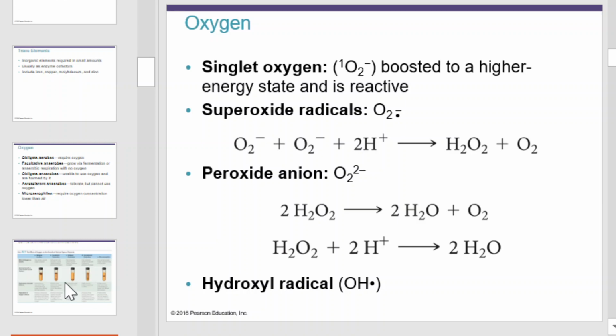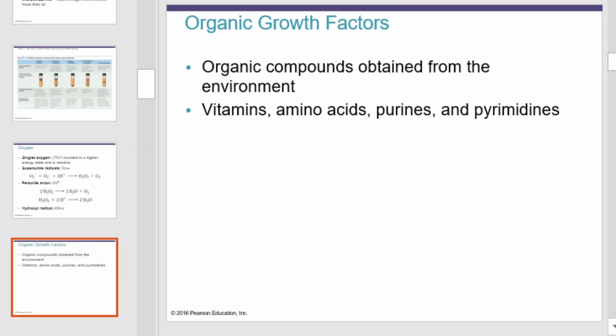Superoxide radicals occur when we take oxygen in a state where it is carrying extra electrons and overall negative charge and combine it with hydrogen. When doing so, we make hydrogen peroxide and oxygen gas. Peroxide anion is going to occur when oxygen is carrying two extra electrons. And again, we take hydrogen peroxide in this scenario, and we can split it into water and oxygen.